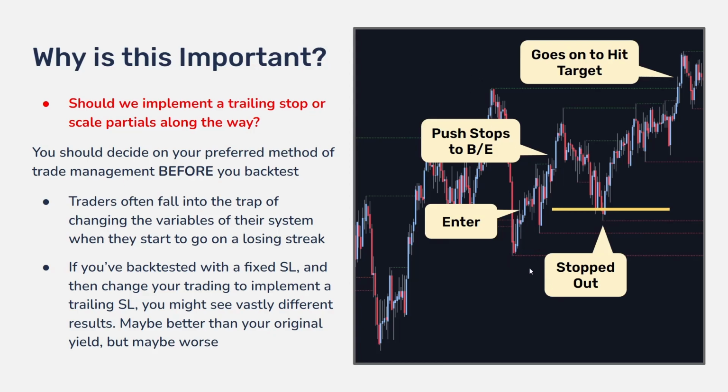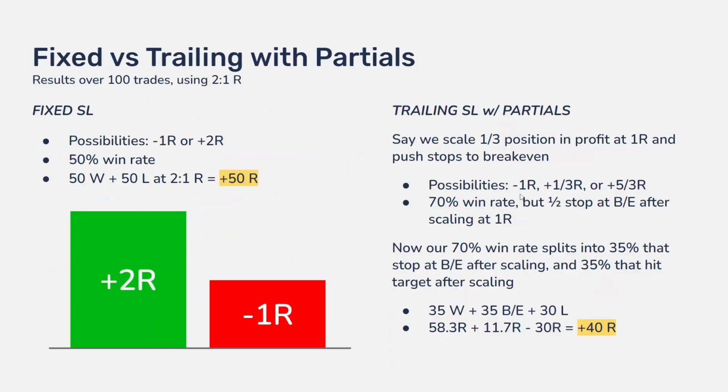So we could either lose the trade immediately for minus 1R, we could scale off 1/3 at 1R, or we could scale 1R for 1/3 of our position and the remaining 2/3 sees our ultimate target. So the possibilities with that are minus 1R, plus 1/3R, or plus 5/3R. And again, for simplicity's sake, let's just say we have a 70% win rate again and half stop out at break even after scaling at 1R.